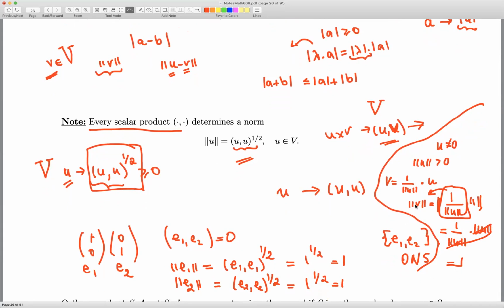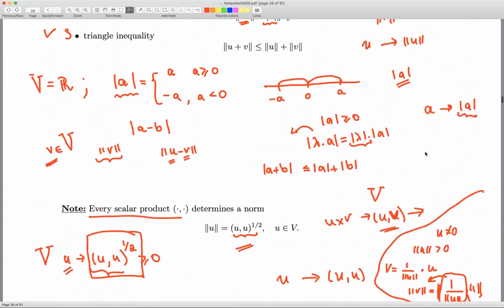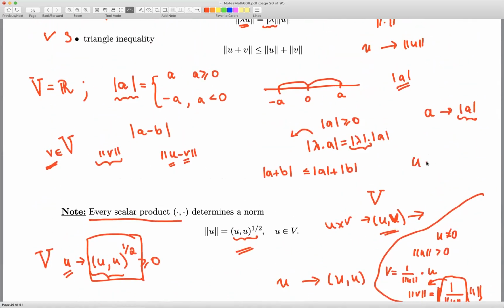So the element V will have norm 1, which means the following. If an element is given to us, we can always normalize it. We can create from this element an element with norm 1 the following way. We divide it by the norm of U, or think of it as multiplying by 1 over the norm of U. This is a new element now in the space V, but this element has norm 1.